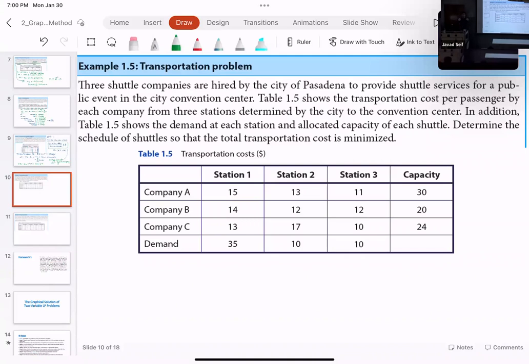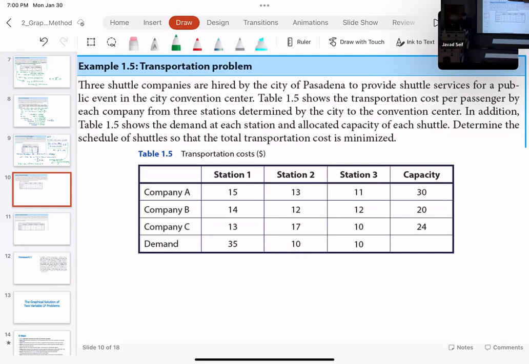Okay, so can you say that again? I want to see how we can put it in a table. We need to figure out which company will pick how many passengers from which station so that it fulfills the capacity as well as the demand. So how should we present that in a table? Something similar to the table we already have, right? Instead of cost, we just put how many.